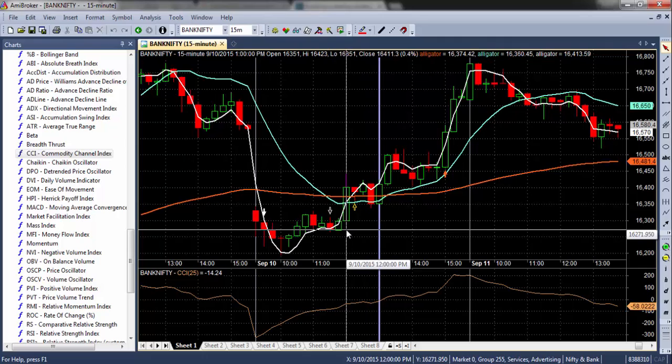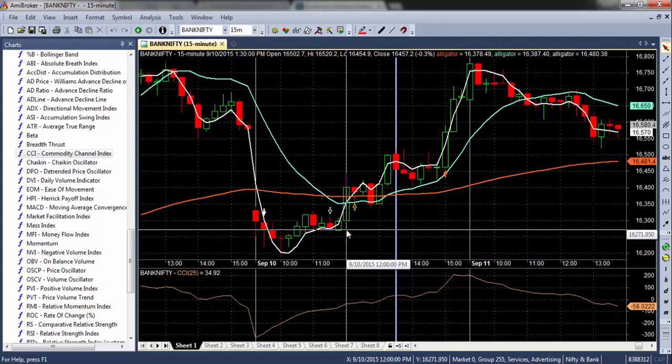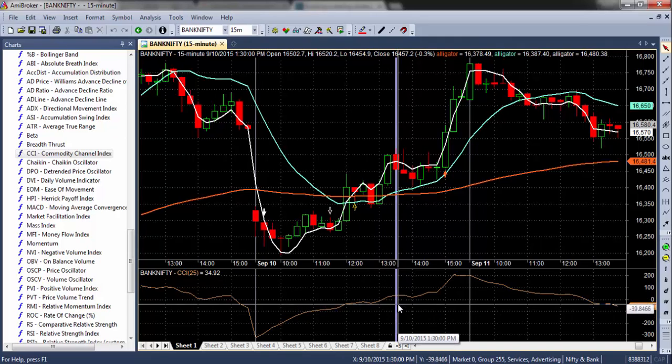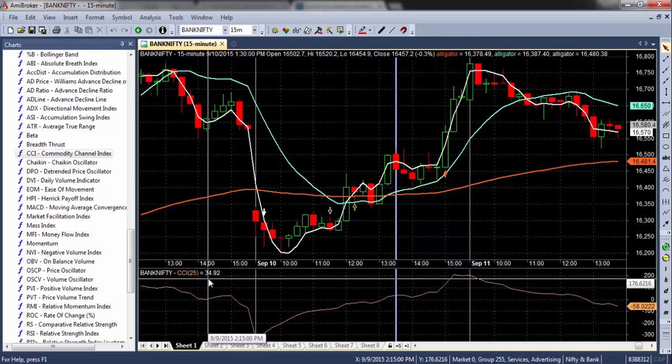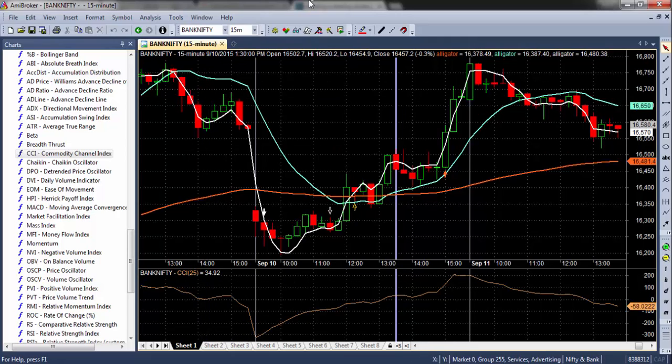For a buy, we are waiting for the right conditions. One is that the blue should be over orange and white should be above blue. So this is where the condition comes true. But there is another condition, that the Commodity Channel Index should be greater than 80, which is not the case because it is only 34.92. So let's see.